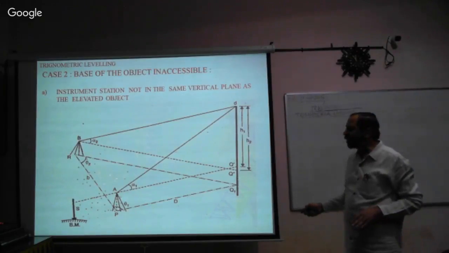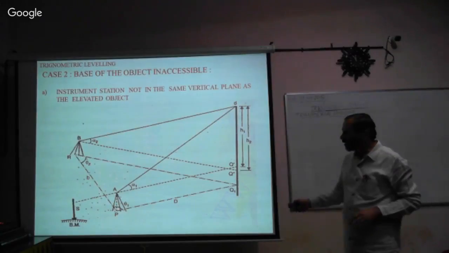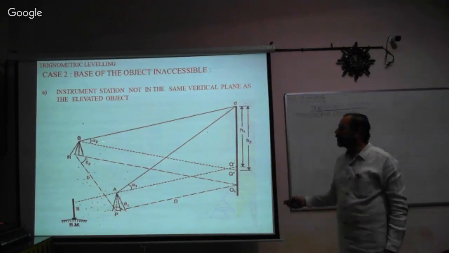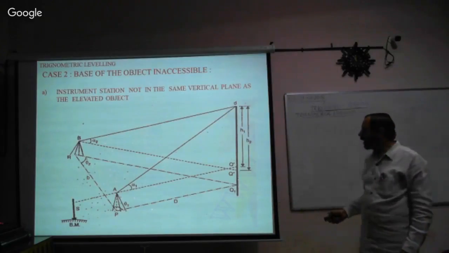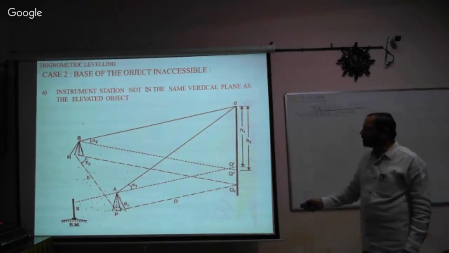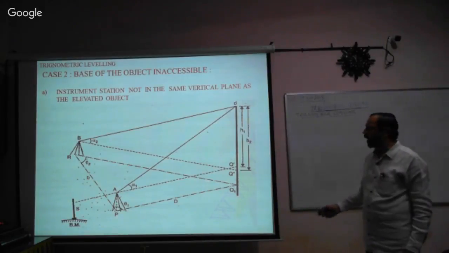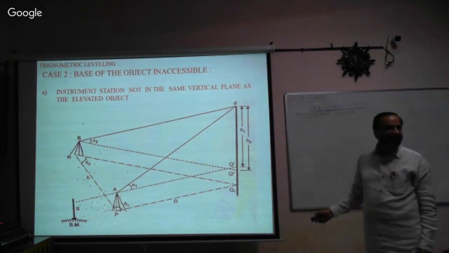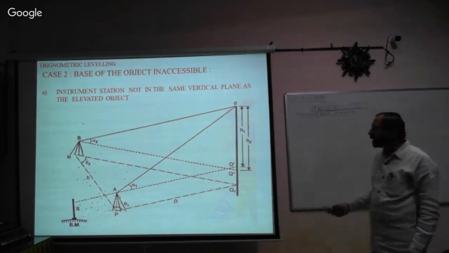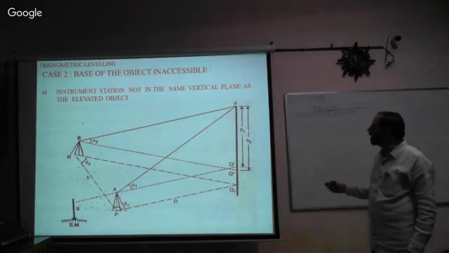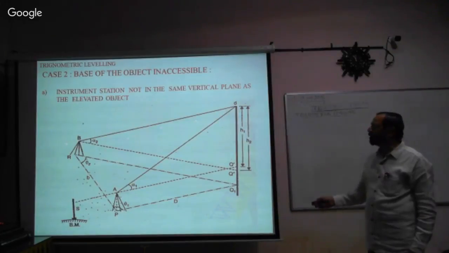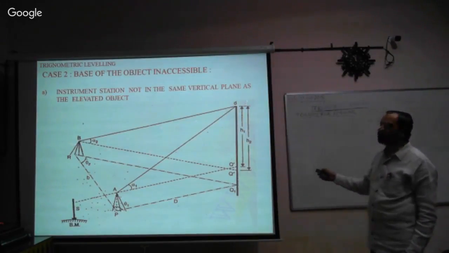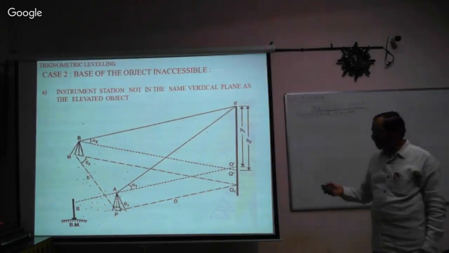How many data do we have now? We have the distance between the first station and the second station, and we have theta 1 and theta 2, and alpha 1 and alpha 2. Let us assume that D1 is the distance, and from this instrument station to the object it is D2, and B is the distance between the two instrument stations. This is H1 above the instrument axis from the first station, and from the second instrument station it is H2 above the instrument axis.